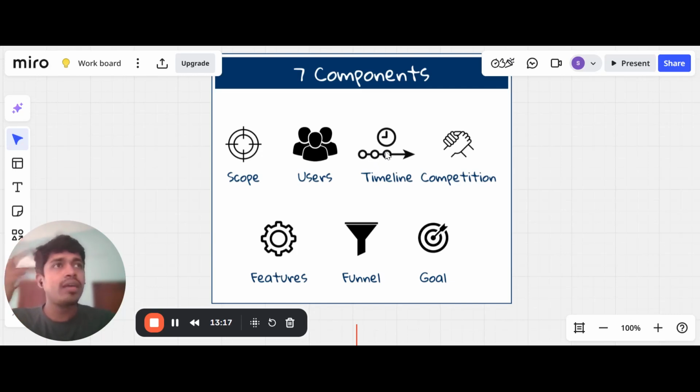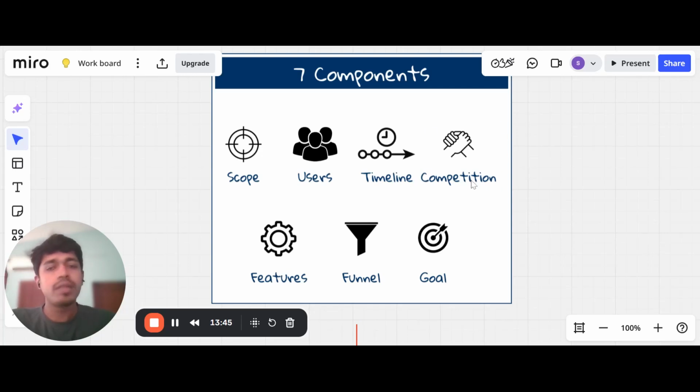And if we are talking about usage, maybe you can ask something like, is the usage high during night time or daytime? So this is another question which is related to time. So when I say timeline, what I mean is it's a generic component, and you have to ask questions related to time, and that will actually help you understand the context of the problem.